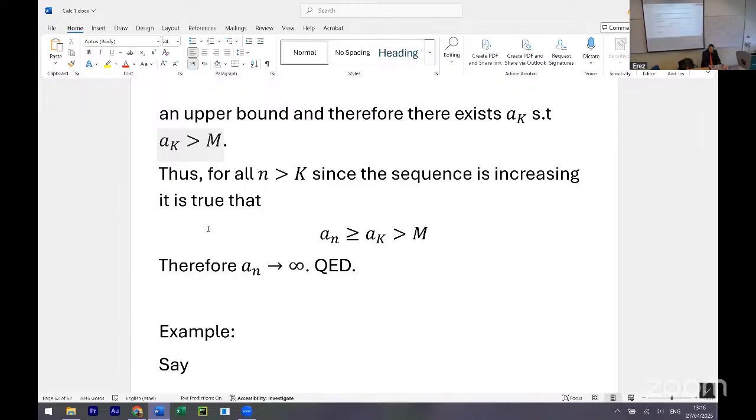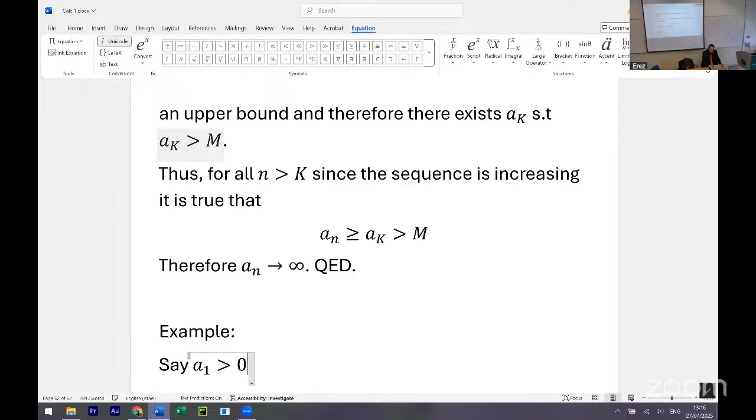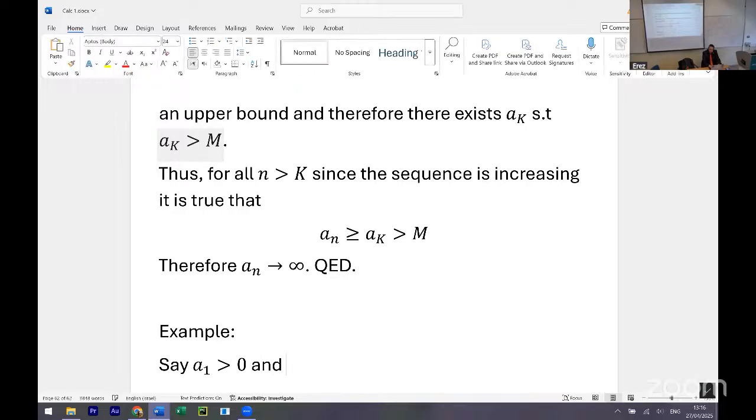Say A1 is positive. But now that we proved that, we can just use it. Well, how do we quickly use it now to show the thing that we talked about? No, the problem is to prove that the specific sequence of Euler's constant is increasing and bounded. That's the hard part, actually. Yeah, that's the hard part.